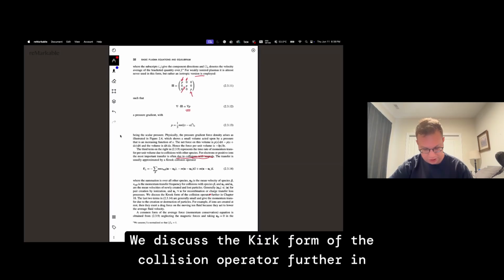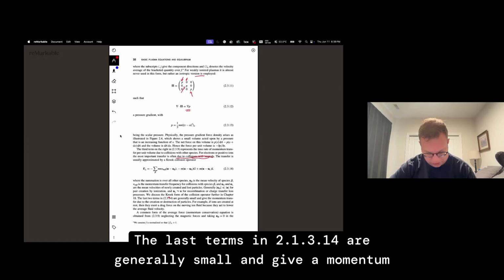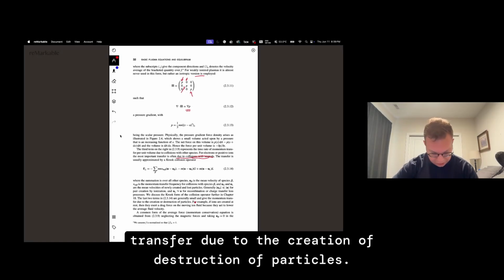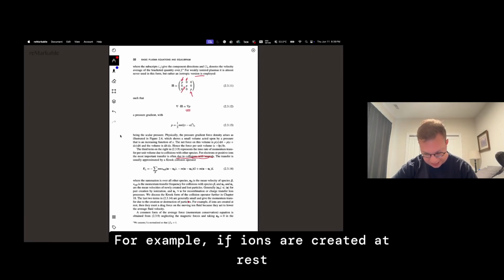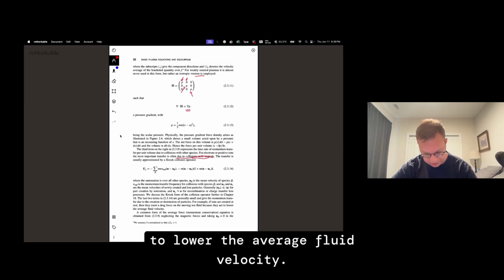We discussed the Crook form of the collision operator further in Chapter 18. The last terms in 2.1.3.14 are generally small and give the momentum transfer due to the creation or destruction of particles. For example, if ions are created at rest, then they exert a drag force on the momentum of the ion fluid because they act to lower the average fluid velocity.